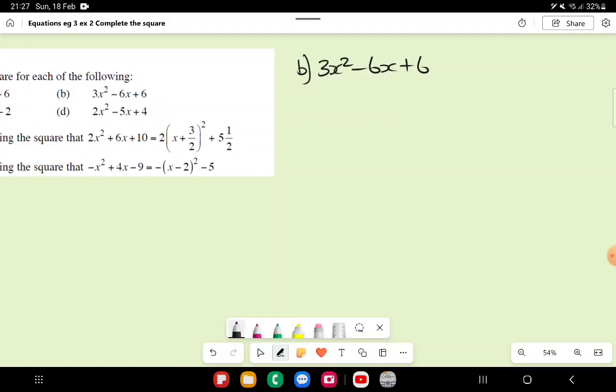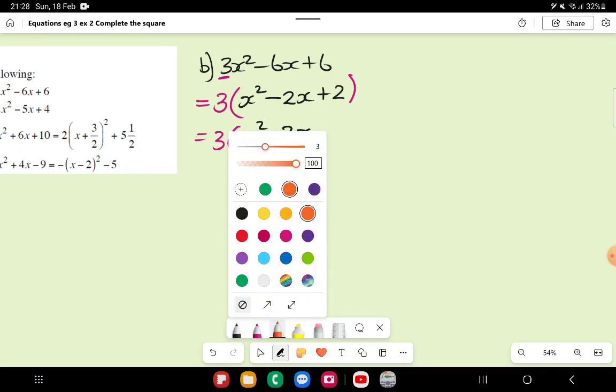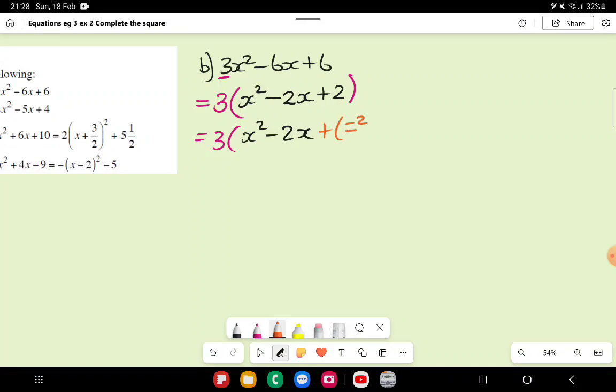Let's look at question B. Question B is 3x squared minus 6x plus 6. So we are going to take out this 3. So this equals 3, open the pink bracket. Inside I have x squared minus 6 divided by 3 is 2x plus 2. Close the bracket. Now I am going to do my c's. So it's x squared minus 2x plus my c, I'm going to say plus negative 2 over 2 squared. Minus 2 divided by 2 is 1, negative 1 squared, plus 2. So I bring that 2 down and I close my pink bracket.